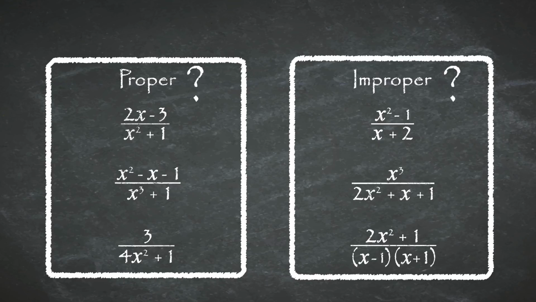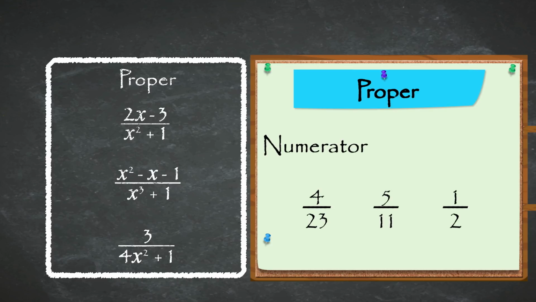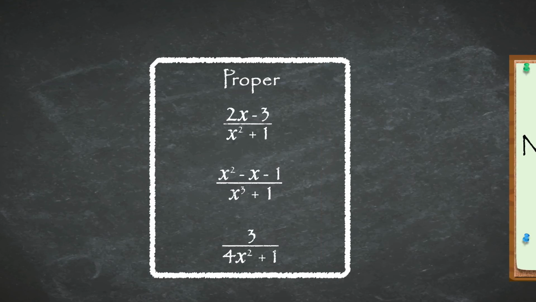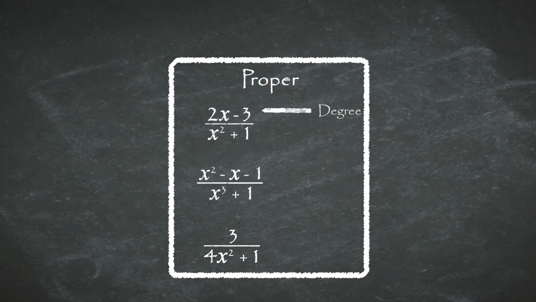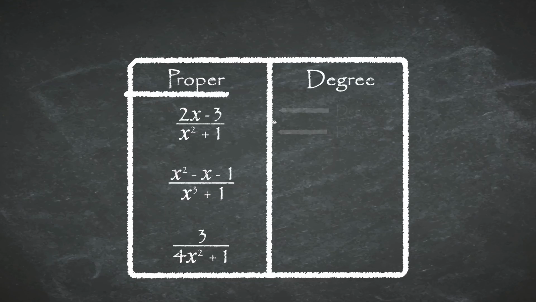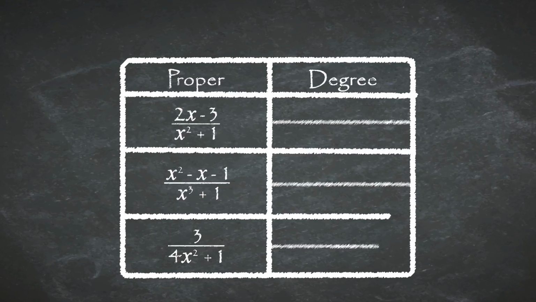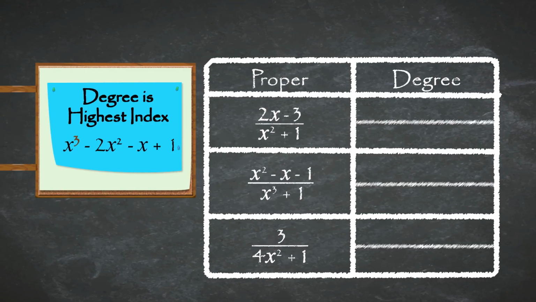How is this done? First, do you remember what makes these fractions proper? It's because the numerator is less than the denominator. For algebraic fractions, we compare the degrees of the numerator and denominator. Let's use a table to do this. Remember that the degree of a polynomial is the highest index of x.